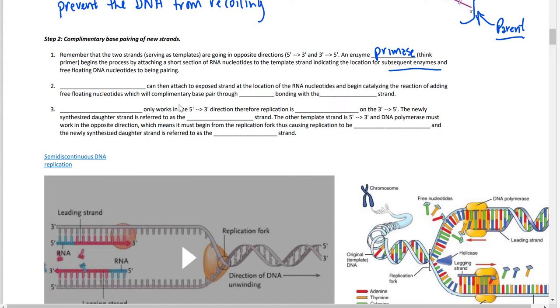this primase, which we can see down here, this blue section is a section of RNA nucleotides, and we can see here RNA. And all that does is allow the next enzyme, which is DNA polymerase, to attach to the parent or template strands and then begin the addition of the free-floating DNA nucleotides, which will complementary base pair through hydrogen bonding, right? With the template strand or the parent strand.